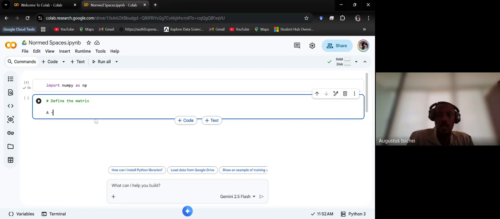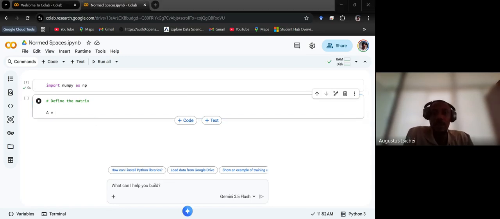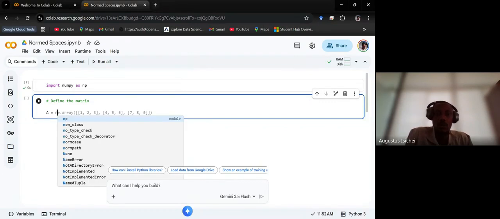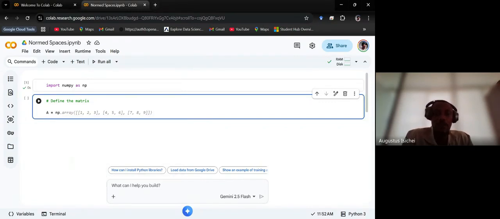Matrix A equal to, so how do you represent a matrix here using NumPy? So I'm going to use a NumPy array. In fact, it has given me a suggestion, a NumPy array of these numbers. I'll change the numbers in the matrix.